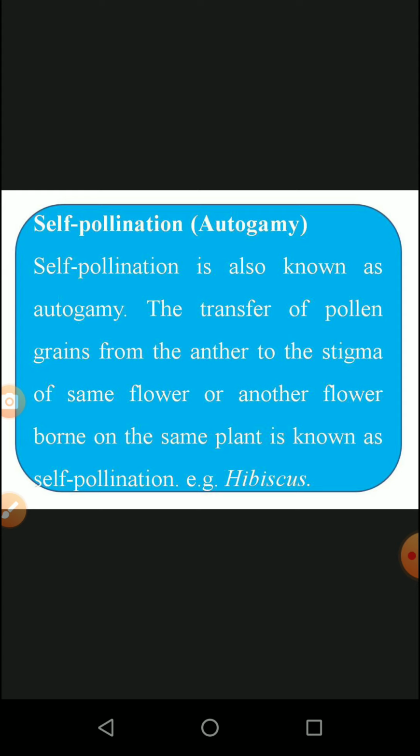Self pollination is otherwise called autogamy. It is an automatic, voluntary process, so it is called autogamy. Self pollination is known as autogamy.